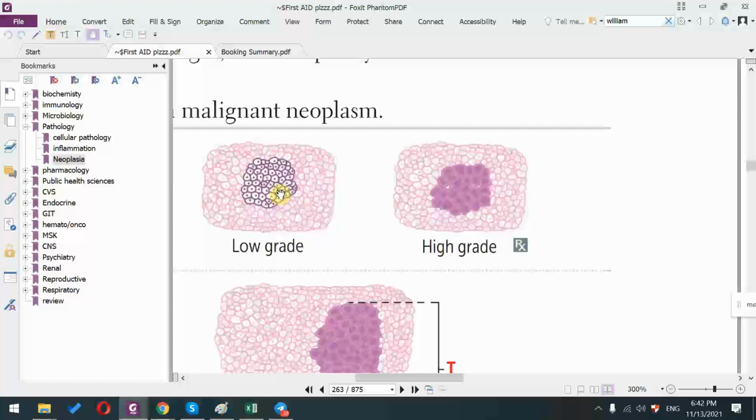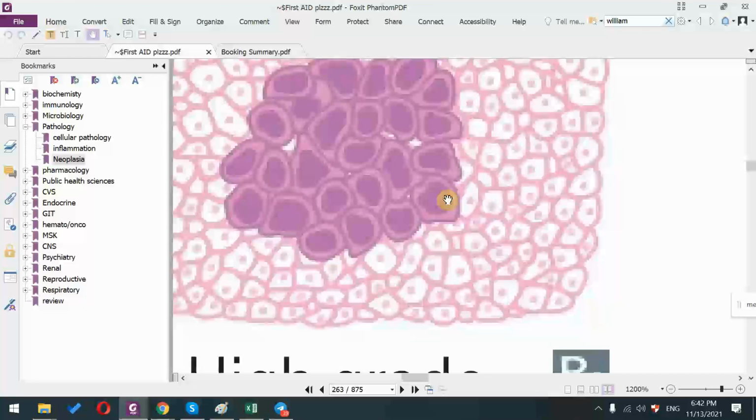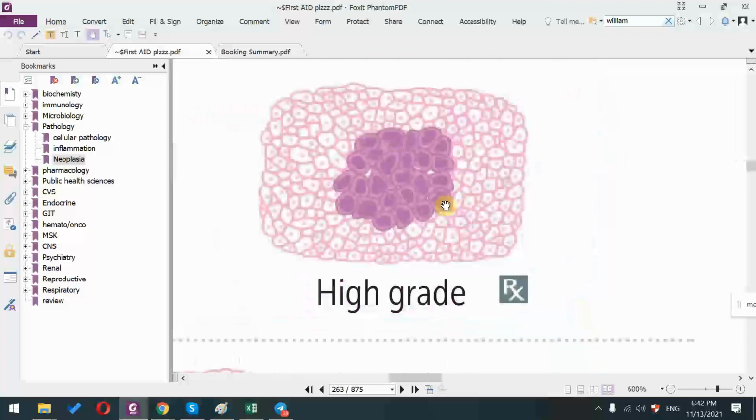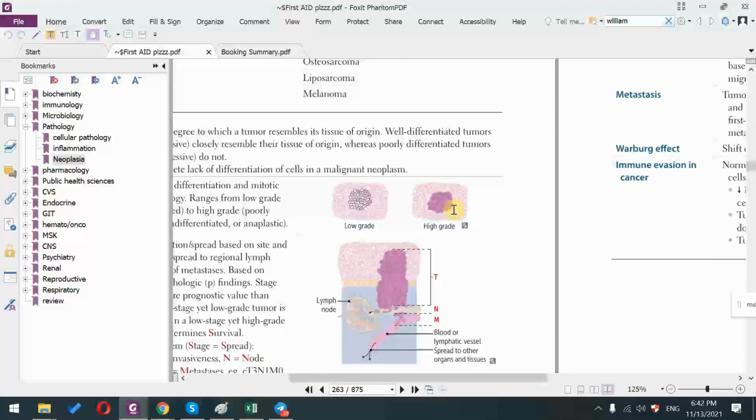It looks bad, but come on, it resembles it somehow. So yeah, it looks more like a benign tumor. While the high grade, you can see the nuclear cytoplasmic ratio is huge. You can see it does not resemble the cells around it of that origin. And thus, it means that this is high grade. High grade means poor differentiation.